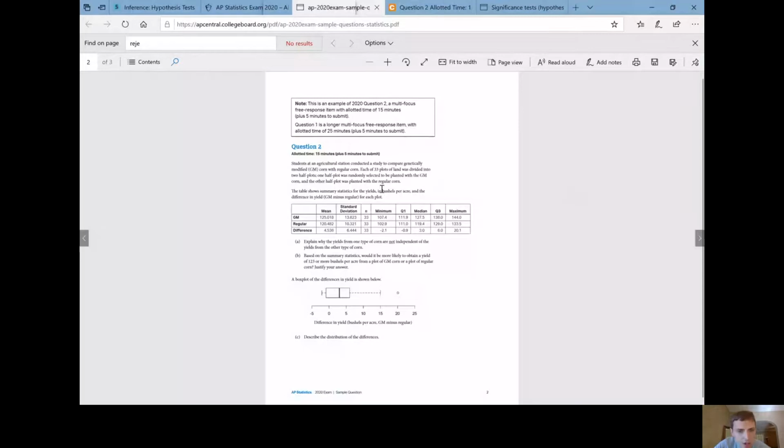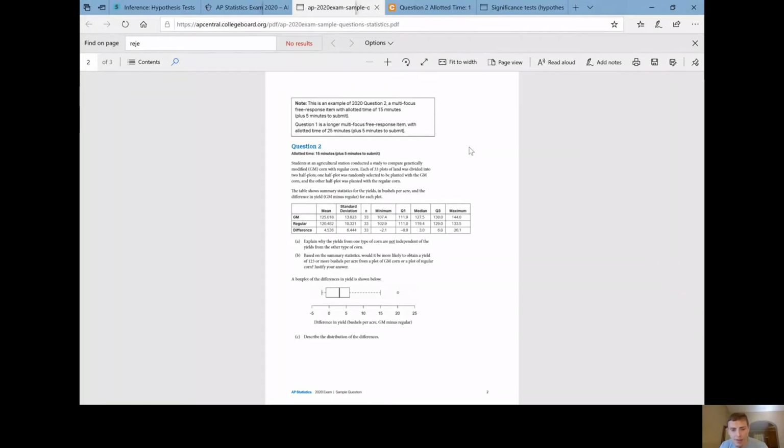You can see on question 2 here that's posted. It shows this question that brings up students plotting genetically modified corn on one half of a plot of land and regular corn on the other half of a plot of land for 33 different plots of land. And it shows us the mean, standard deviation, n value, which remember n is our sample size. And then we have minimum, Q1, median, Q3, and maximum values. And so this is for the genetically modified corn, the regular corn, and the difference between the two.